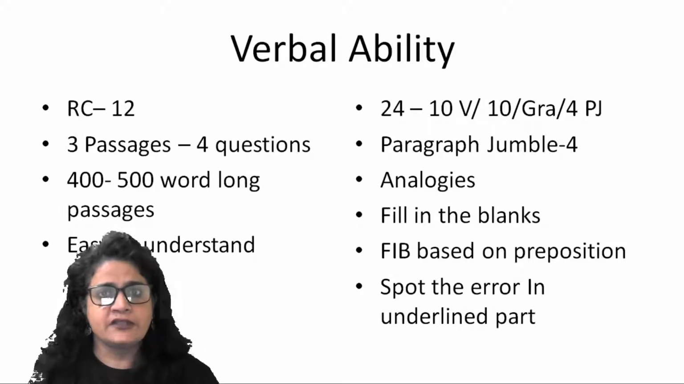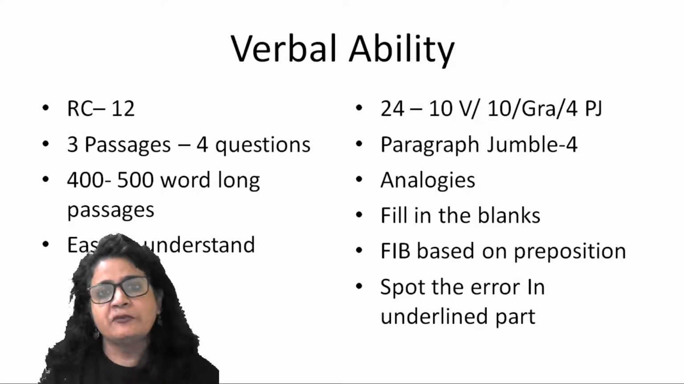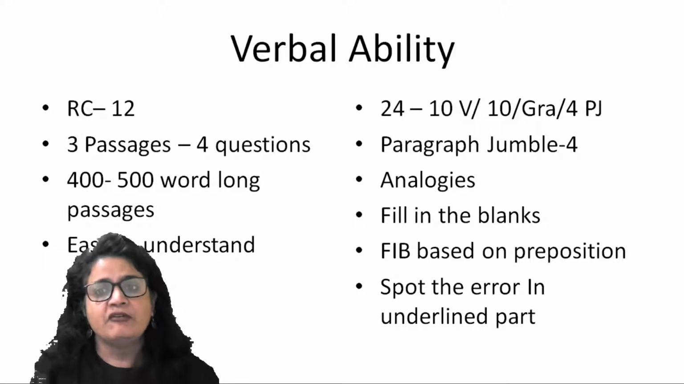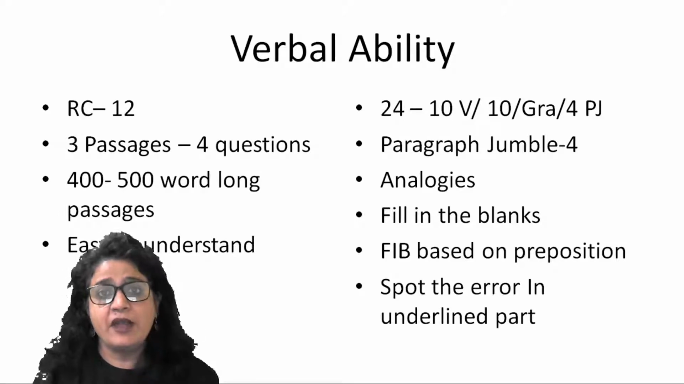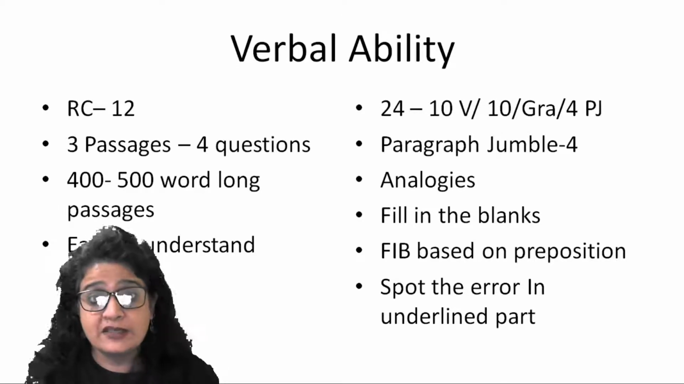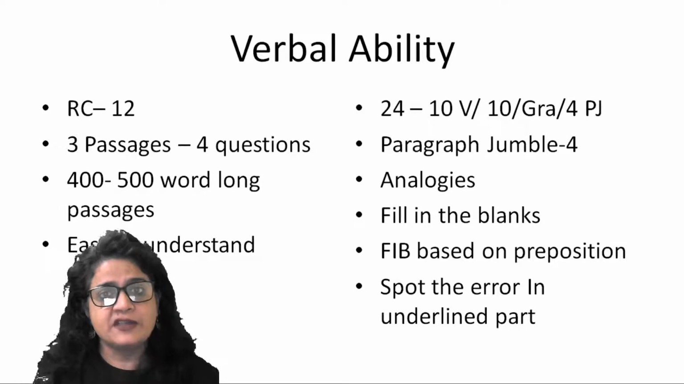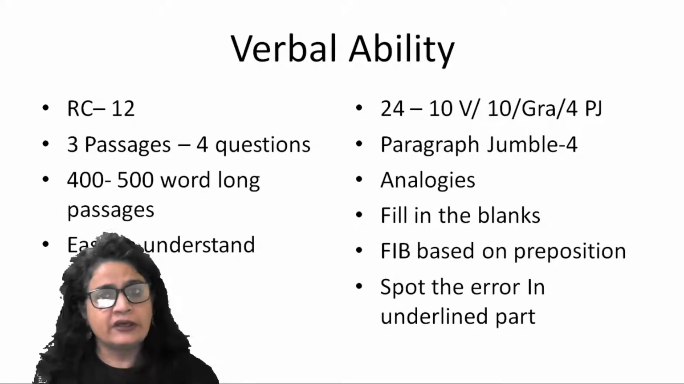All students reported 4 questions on parajumble. So this number really did not vary as per their performance in the exam. But verbal ability questions between grammar and vocabulary varied with a couple of students. So paragraph jumble, 4 sentences or 5 sentences also. 4 and 5 sentences, easy to moderate level difficulty.